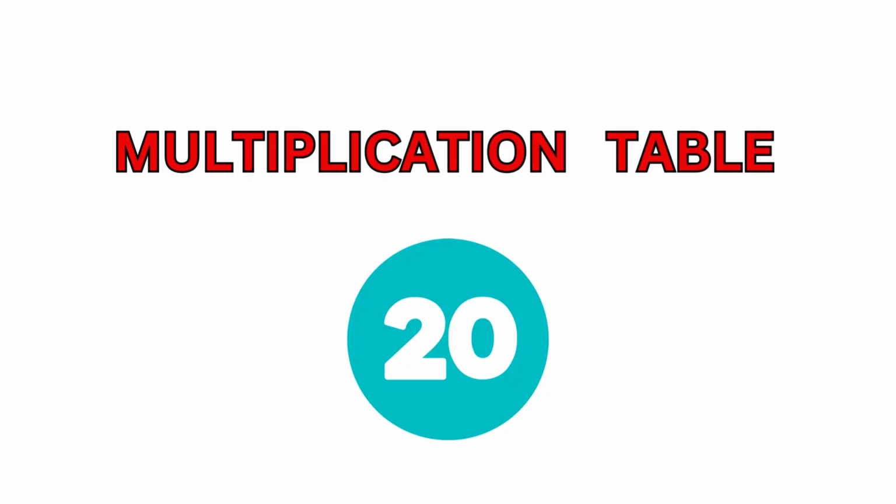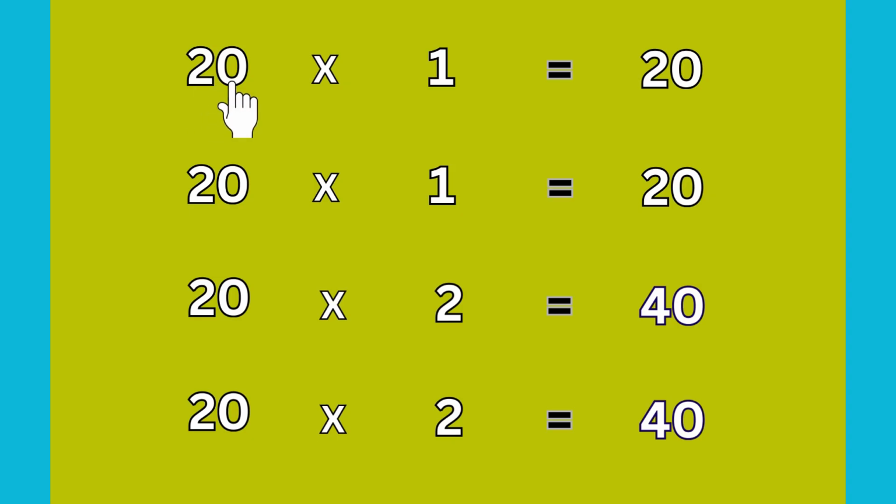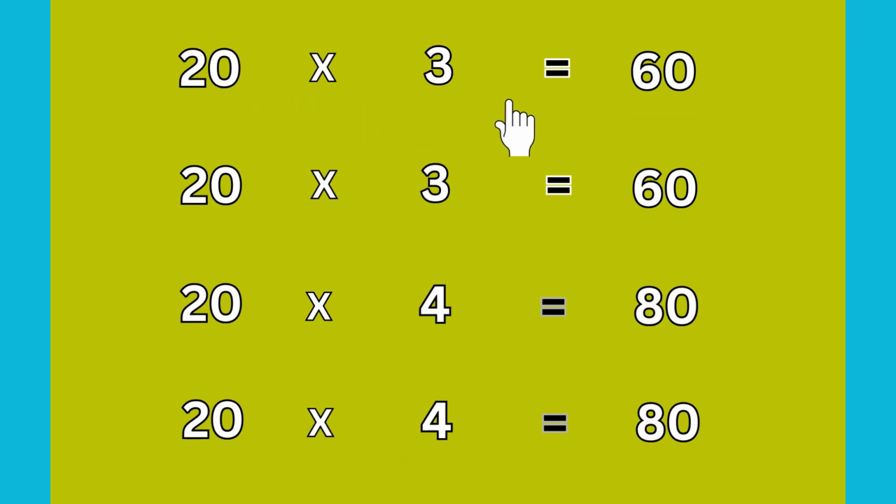Let's begin the multiplication table for 20. 20 ones are 20, 20 twos are 40, 20 threes are 60, 20 fours are 80.